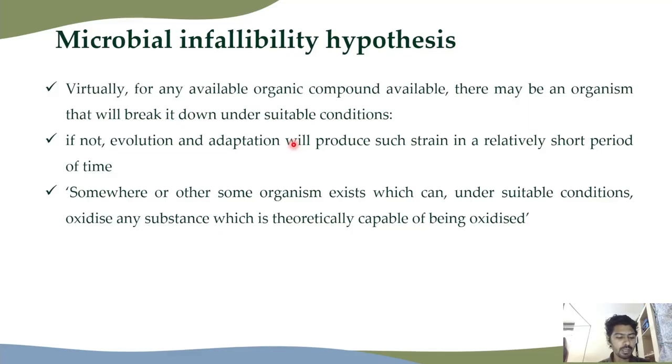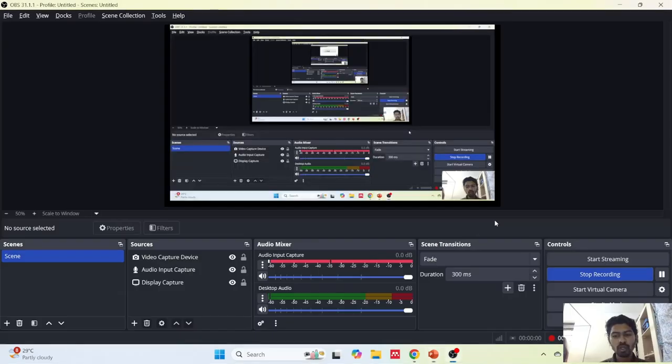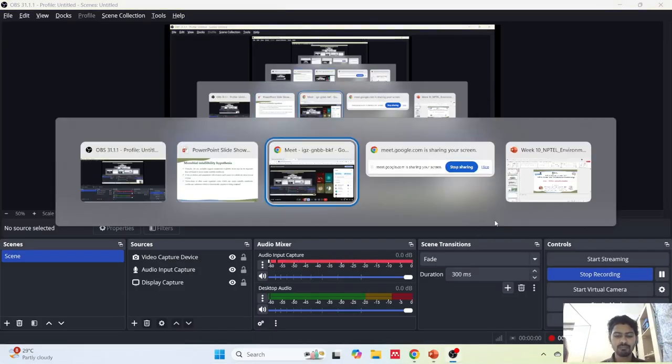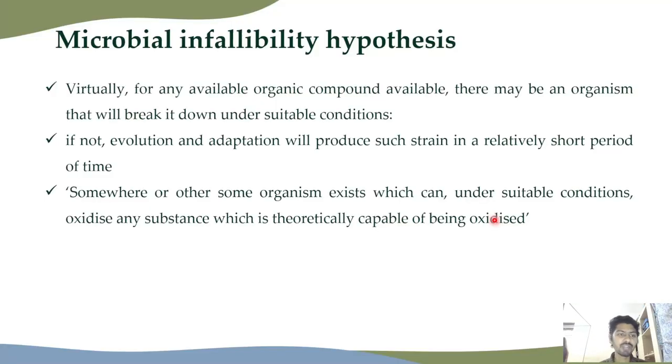They may take time, but if they are given the right environmental conditions, they will degrade as much as possible. So this is what the microbial infallibility hypothesis is saying, that somewhere or other some microorganism will exist, and if it is given a suitable condition, it can oxidize any organic compound which is theoretically capable of being oxidized. So for every organic compound, there is at least one microorganism present in the environment to degrade it completely. So this is the first principle.